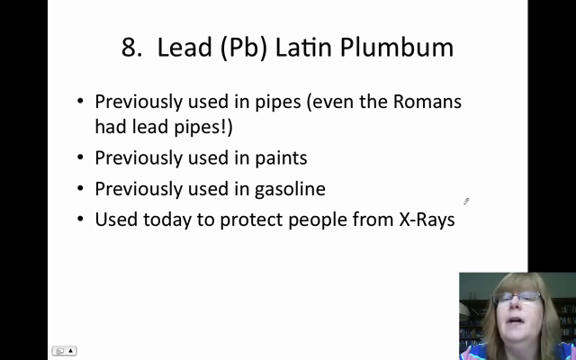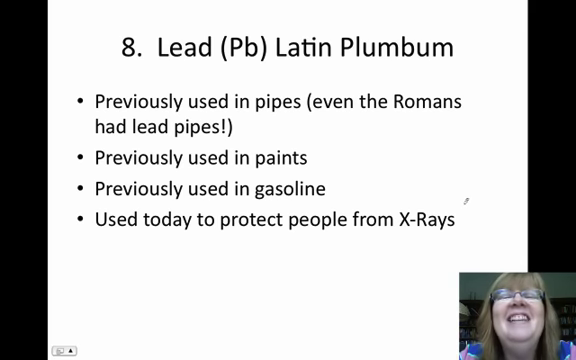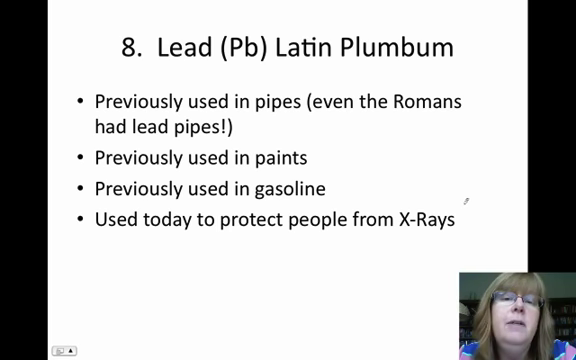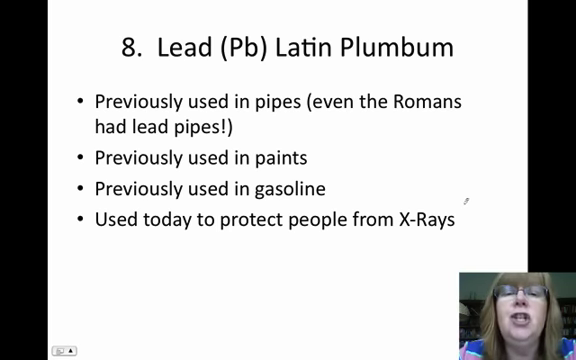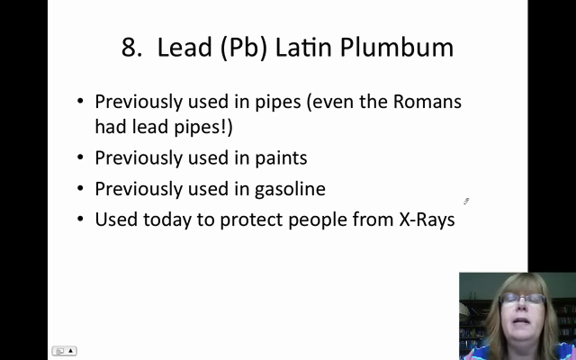Lead is another one where the symbol's just kind of weird. It's an element, but its symbol is, oh, I just told you the answer. Oh, well. Its symbol is Pb, and that comes from the Latin word plumbum. It used to be in pipes, and even the Romans had lead pipes. Previously, it was used in paints to give them a nice shine. It used to be used in gasoline. It was this miracle, it stopped knocking in engines. But all of that stuff is poisonous to us because lead is poisonous.